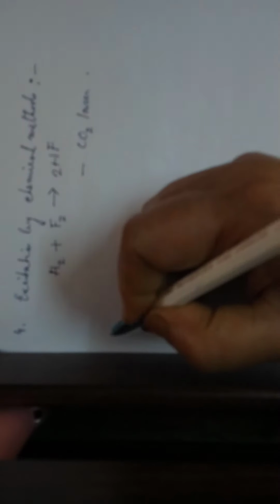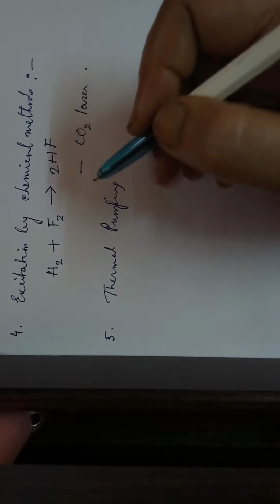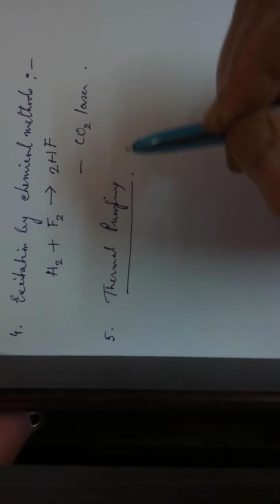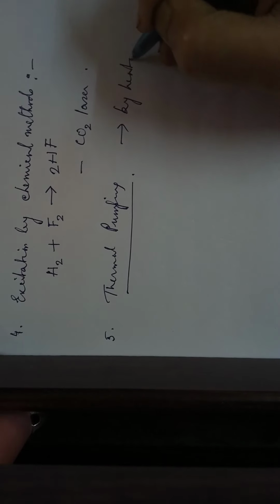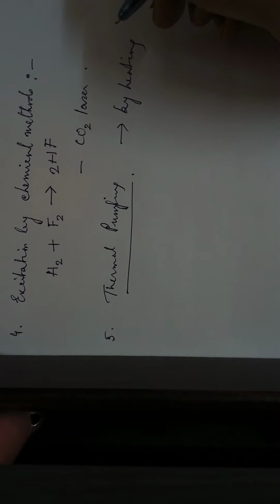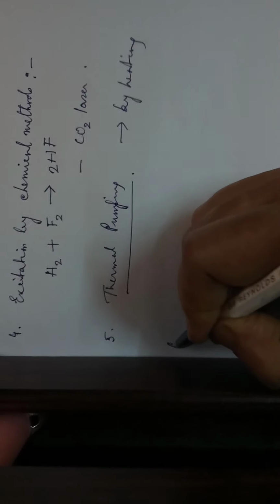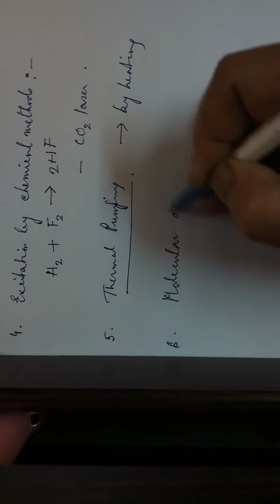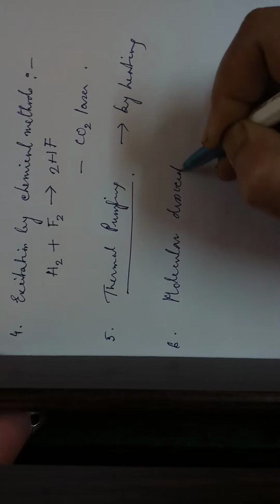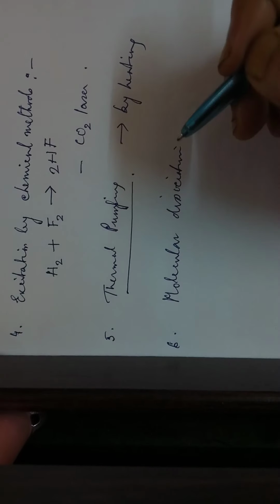The fifth method is thermal pumping. What is thermal pumping? We can heat a substance and pump the corresponding level atoms to the higher lying level. Just by heating you can pump and achieve population inversion. And the sixth method is molecular dissociation. What does the method tell you?